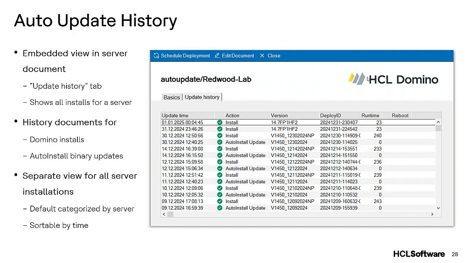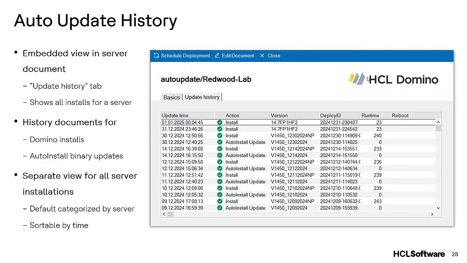There is a separate view that shows history for all servers. So you can also look there. It's categorized by server by default, but you can also sort it by time. So that's another view that can come in handy. Okay, so that's what I had to say about the auto update portions. Now I'm going to hand it back to Daniel to talk about auto install a little bit more.